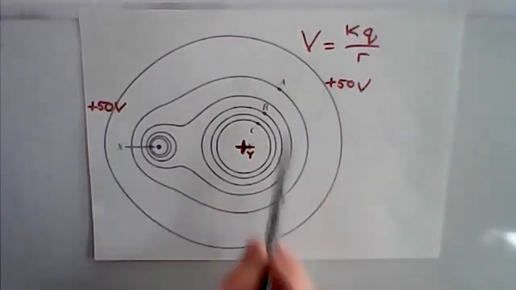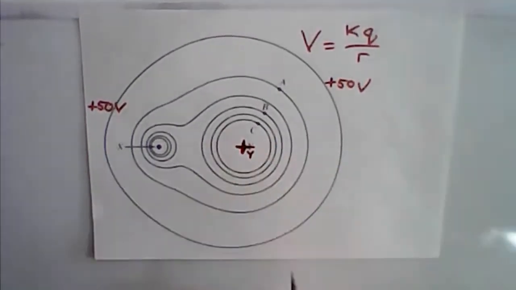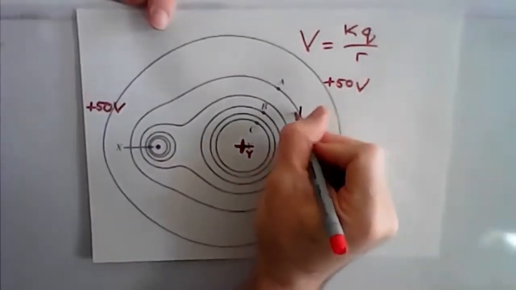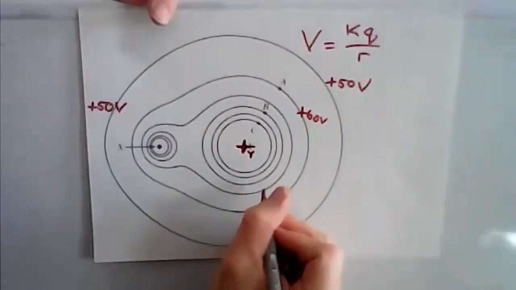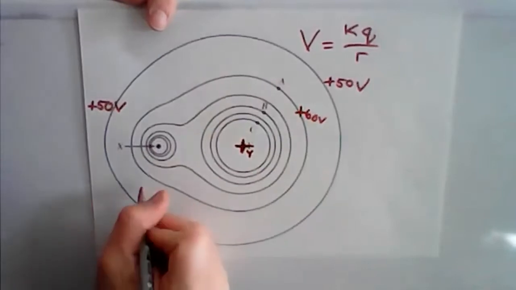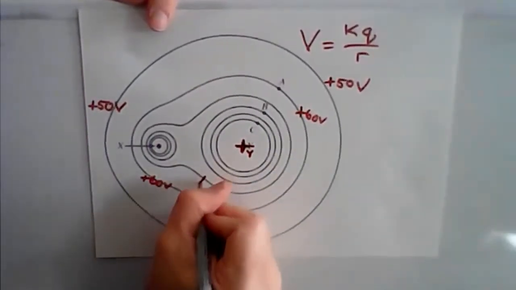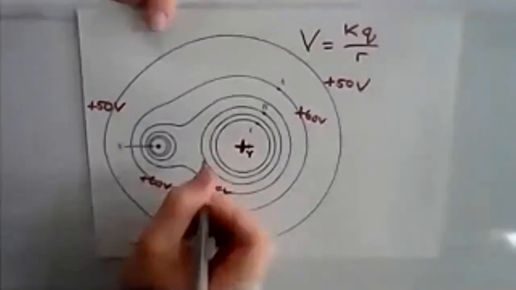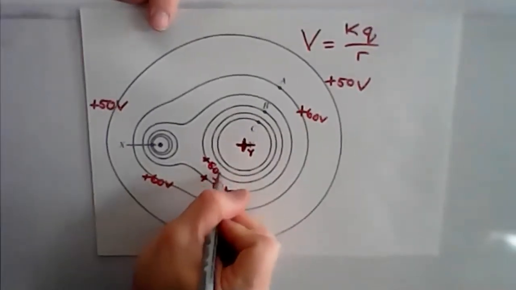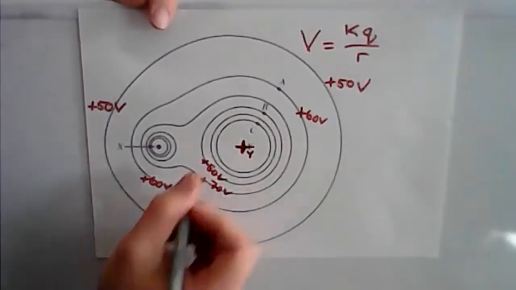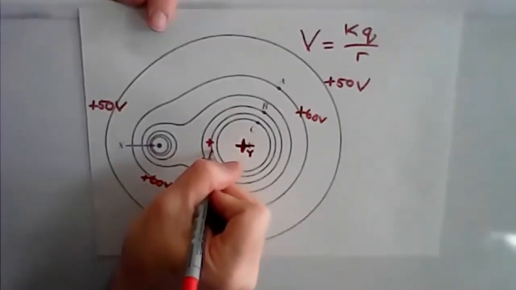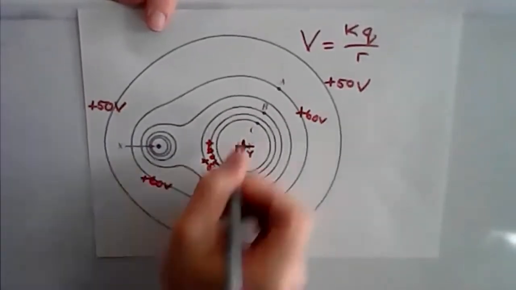Okay, so this is 50 volts. They get bigger, and they tell us they get bigger by 10. So here we go. This will be 60 volts, right? And then, of course, it also means it's 60 volts over here, right? And then this one's 70 volts, right? This one's 80, right? And now it's a little tight here, but we can get that on there. So this one's 90, and this one's 100 volts.